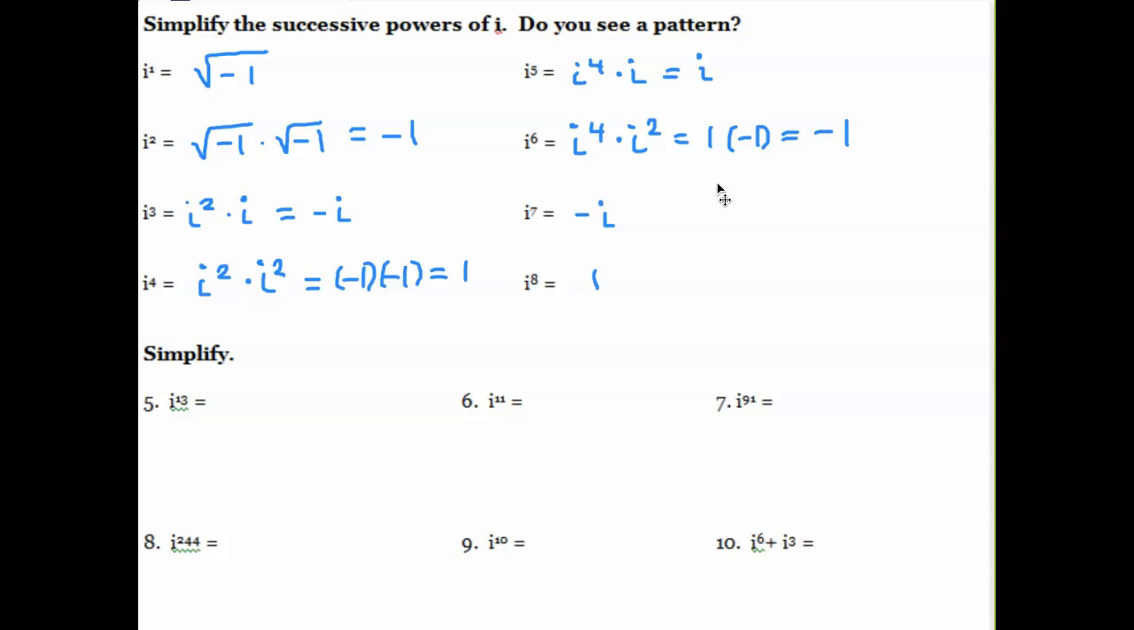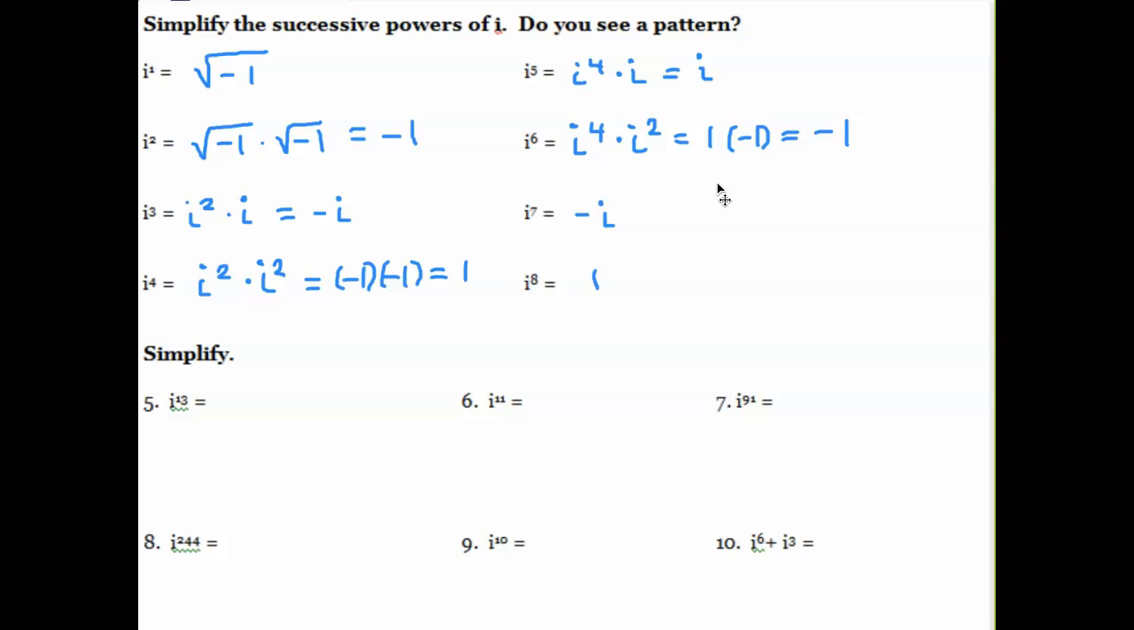So like i to the 9 would be the same as i, i to the 10 would be the same as i squared. i to the 12 would be the same as i to the 4. So we can simplify higher powers of i to fall into one of the first 4 patterns.